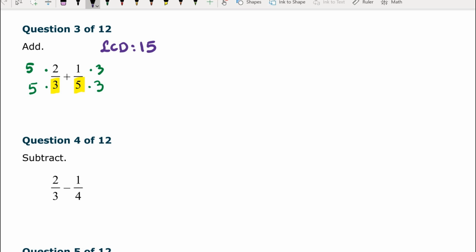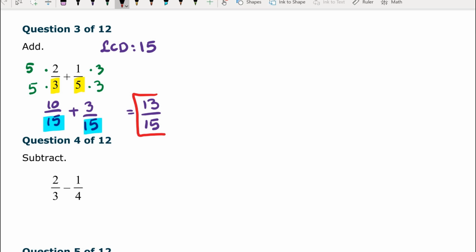So that will give you 5 times 2 is 10/15 plus 1 times 3 is 3, over 5 times 3 is 15. Now they both have the same denominator. We can add them straight across. So that will give me 13/15. Now can we reduce the fraction? Since 13 is a prime number, that is it. 15 is 3 times 5, and 13 is 1 times 13, so there's no common factor to reduce. That will be the final answer.